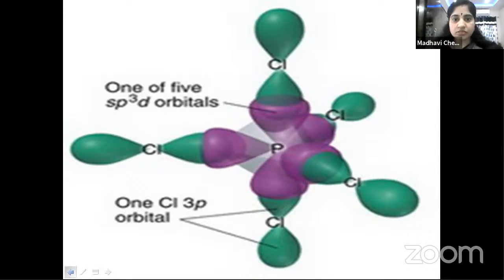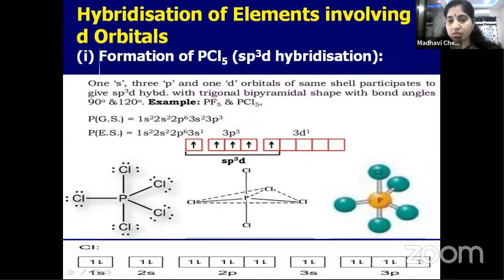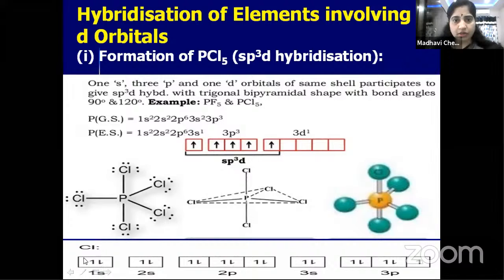Okay, so now see here, phosphorus is a central atom in PCl5. So it undergoes sp3d hybridization and forms how many sp3d hybrid orbitals? 5 sp3d hybrid orbitals. Now each sp3d hybrid orbital is having one unpaired electron. Now see children, PCl5 is having 5 chlorines. Each chlorine atomic number is very important, 17. Electronic configuration 1s2, 2s2, 2p6, 3s2, 3p5.